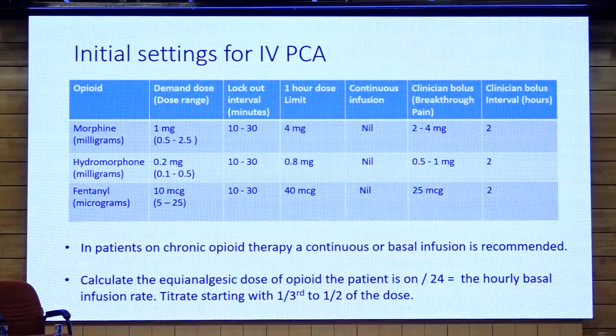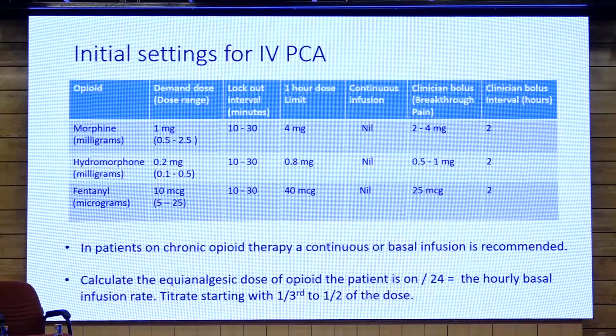So these are the initial settings for an IV PCA. Morphine demand bolus of 1 milligram with a lockout interval of 10 to 30 minutes, a 1 hour limit of 4 milligrams. A clinician bolus of 2 to 4 milligrams, and the clinician bolus could be repeated every 2 hours.